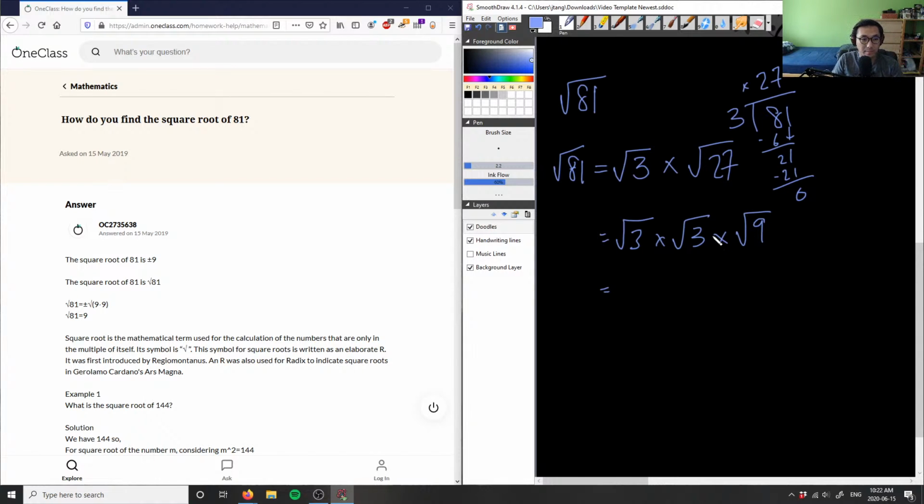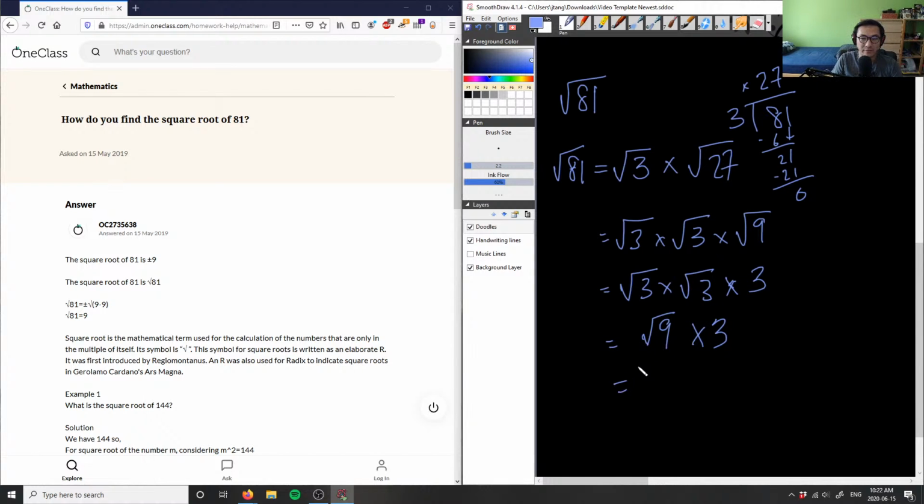So what we can do here is say root 3 times root 3 times the square root of 9, which is simply just 3, right? Because I know that 3 times 3 is equal to 9. So I can say this is multiplied by 3. And finally, I can combine these guys, right? Root 3 times root 3 is also going to equal root 9, because I'm simply multiplying whatever is in the square root.